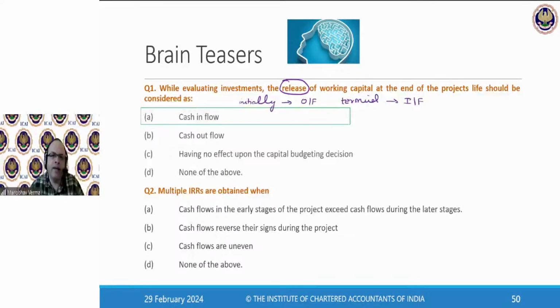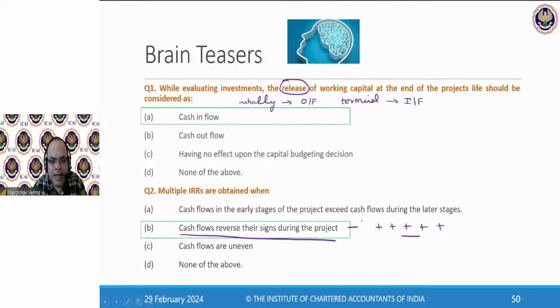As we discussed, what if there are outflows later also? When I say outflows later, that means the cash flows reverse their signs during the project. Like initially you have a minus, later on you have plus, plus, plus, plus. But let's say suddenly you have a minus at the end of year three. That's where the multiple IRRs come in, and that's why we discussed a couple of approaches for that, specifically the modified IRR.